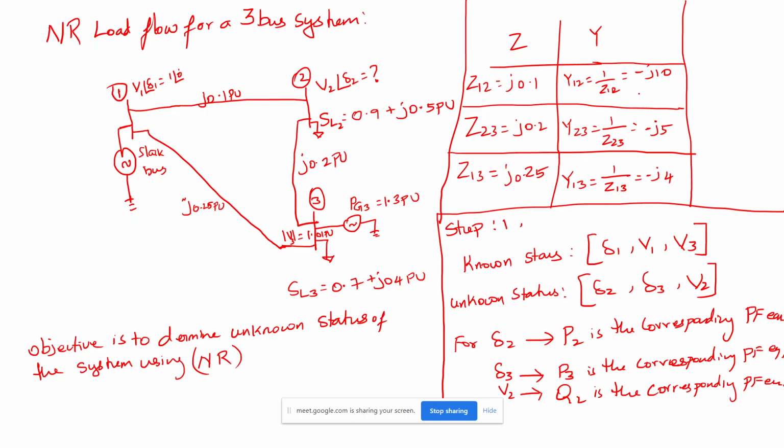From this data we can form the Y bus, right? Please note this down, because in the next slide you are going to tell me the Y values, the admittance values. Please note down. Otherwise, at least take a snapshot and keep it ready. Whenever I ask a question, you need to tell that.